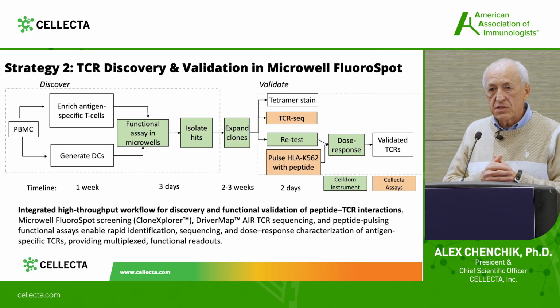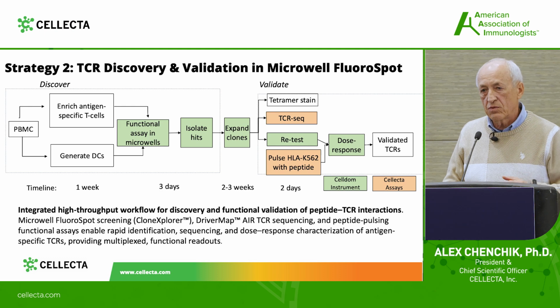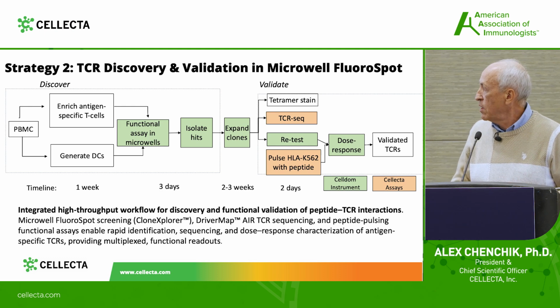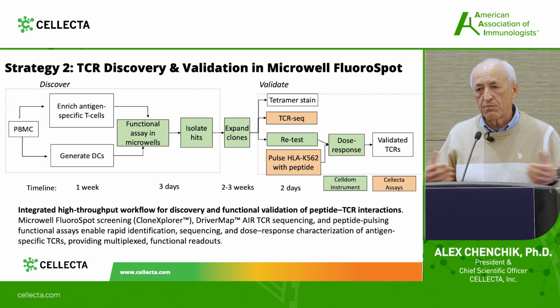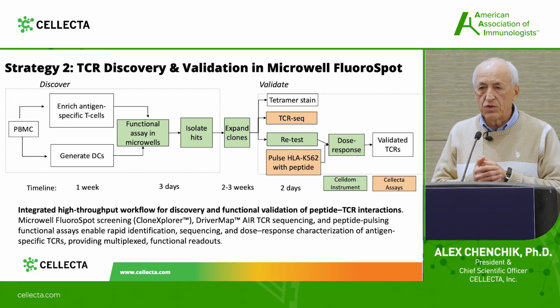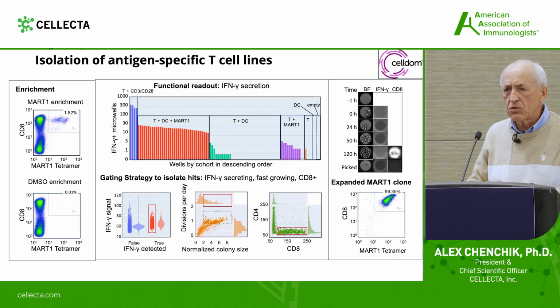And we did a very similar experiment using this machine, where we first get dendritic cells from monocytes. We enrich the T cells for antigen using MART1 antigens and co-culture them in microwells in order to isolate hits. After that, we expand the clones in order to characterize them in more detail using, for example, concentration dependence of the MART1 stimulation. And here's the result, how it looks.